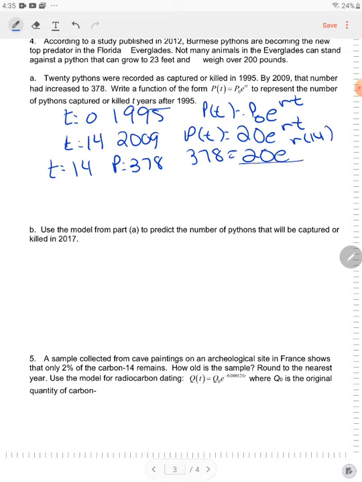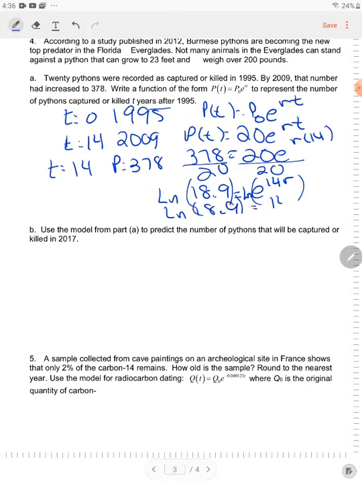And I'm going to switch that order. So we'll divide by 20. Let's see, 378 divided by 20 is 18.9. Yeah, remember mathematicians prefer to have the numbers in front of their variables. We're allowed to switch the order because multiplication is commutative. Okay, so you're going to ln both sides. And so you get ln of 18.9 is equal to 14r. Divide by 14.